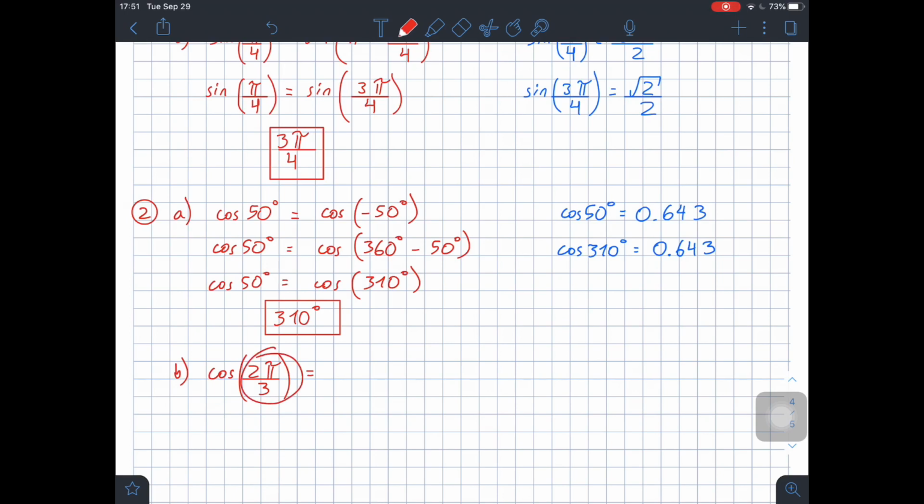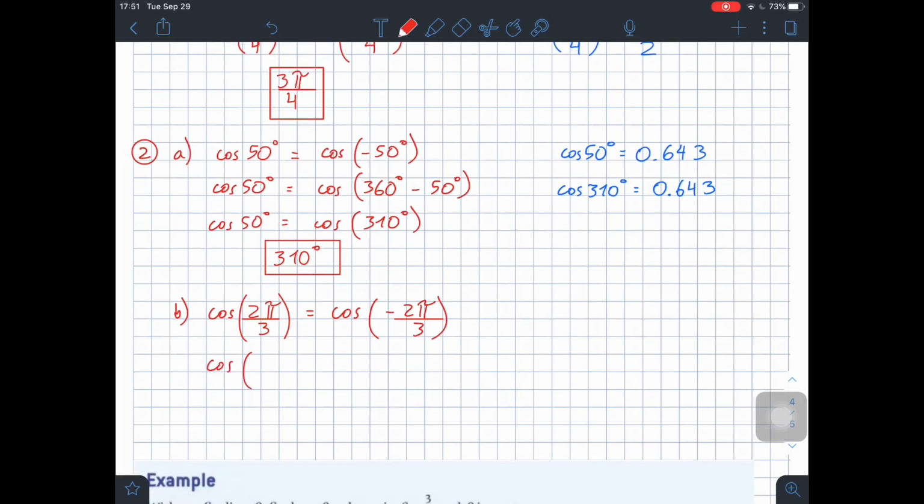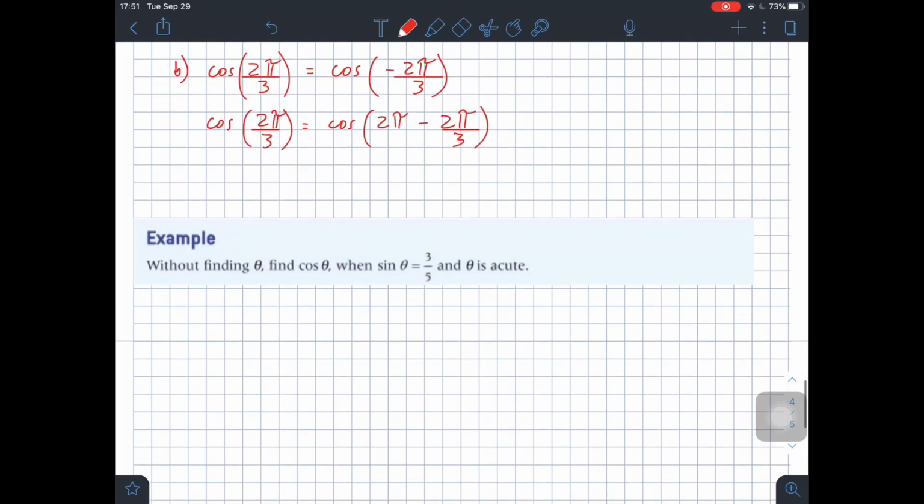So we need to find the equivalent angle, which must be in the fourth quadrant because we're working with cosine. So cosine of, we're going to write first of all negative 2 pi over 3. But we can also write this as 2 pi over 3. This is cosine of 360 in radians would be 2 pi, right? So 2 pi minus 2 pi over 3. I'll take this down.